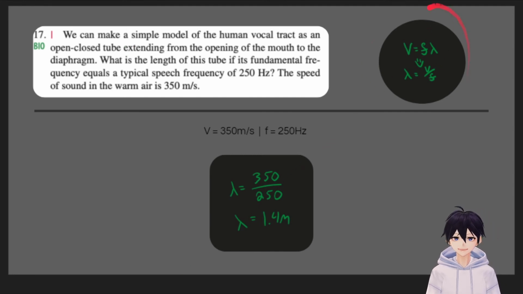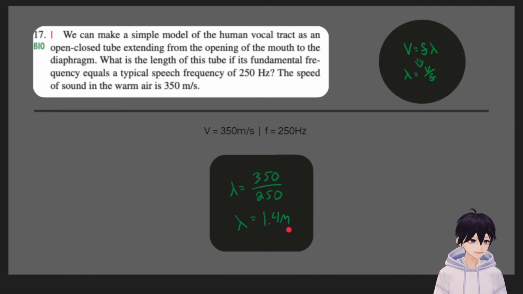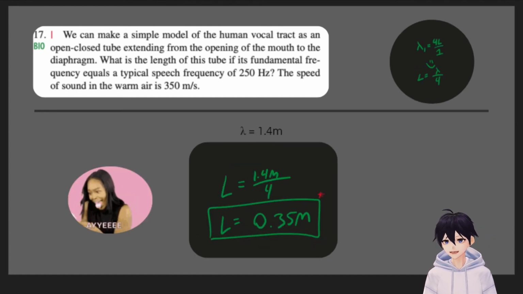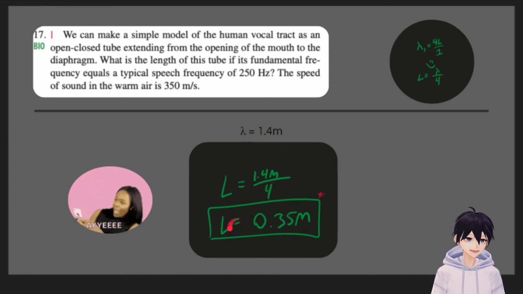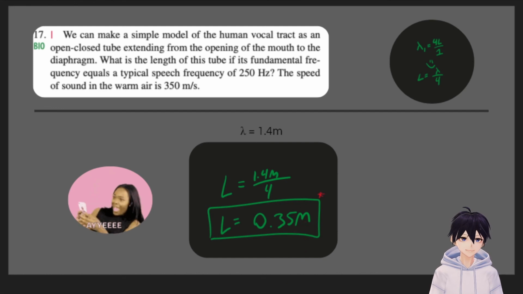So I have our equation right here. We have V equals 350 meters per second, and F equals 250 Hz. So we just plug in V over F, and I get lambda equals 1.4 meters. So now that we have lambda, we can finally plug lambda into our equation, which is L equals 1.4 meters over 4, which leaves us with the length being 0.35 meters. And that's our answer.